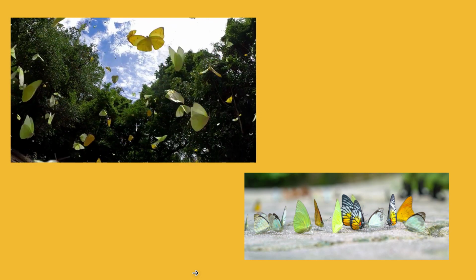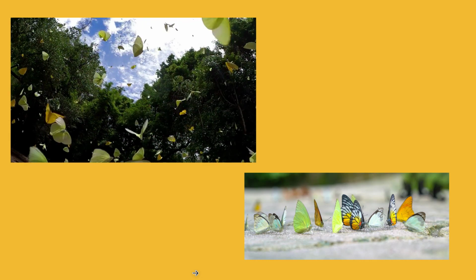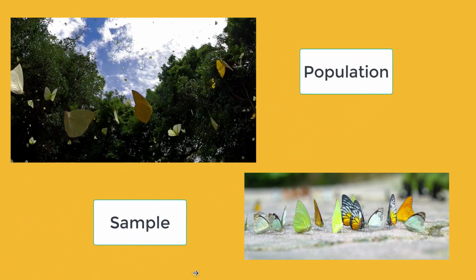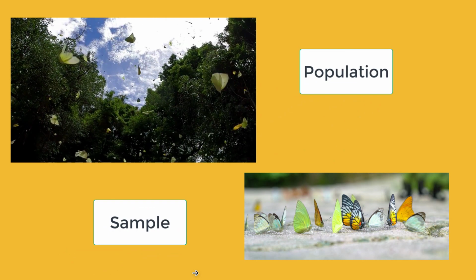So what you do, you choose a sample out of these butterflies in the rainforest in a way that this sample is representative of all the butterflies, right? So what are we talking about here? We are talking about three important things here. One is population, the other is sample, and the other is variable.